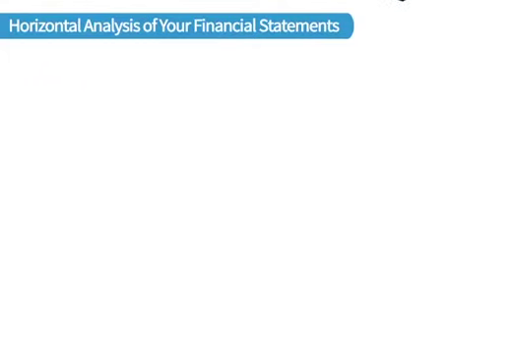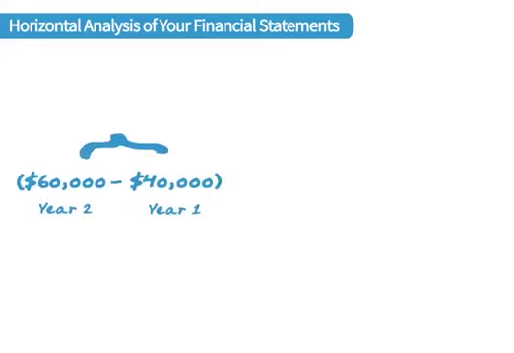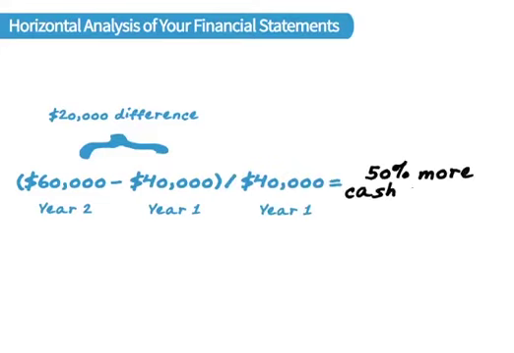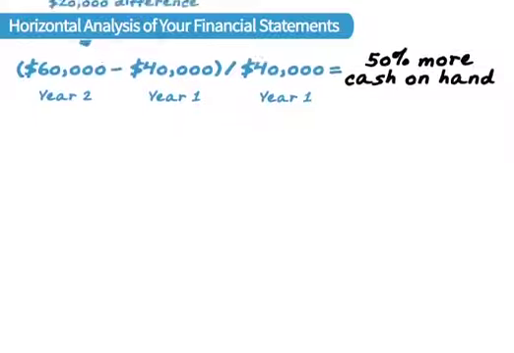Using our formula, you take $60,000 in cash for year 2 and subtract your $40,000 in cash from year 1, which gives you a difference of $20,000. Divide the $20,000 difference by your year 1 cash amount of $40,000, and you find that you had a 50% increase in cash. Let's look at another asset, inventory.